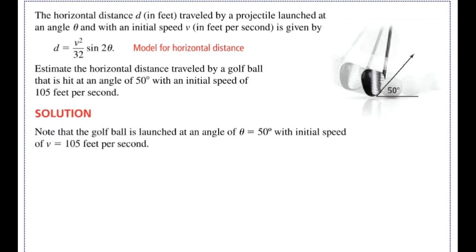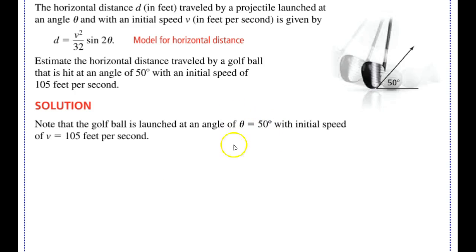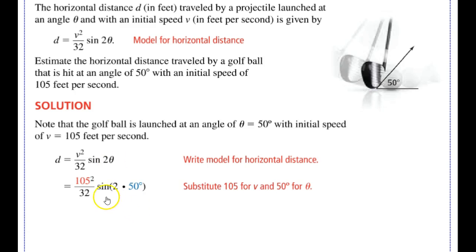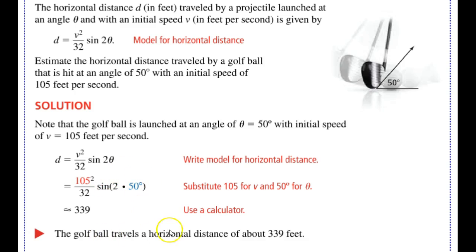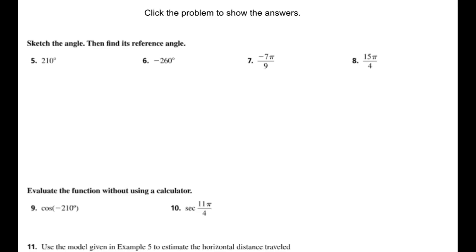So I find the pieces of information that I'm given, which are my angle theta and my initial speed. So I can rewrite my model and then plug in the things that I know. So I've got 105 squared over 32 times sine of 2 times 50 degrees. So then I can use my calculator, right, and simplify. Make sure that your calculator is in the correct mode before you do that. And then I find that my golf ball travels a horizontal distance of about 339 feet.